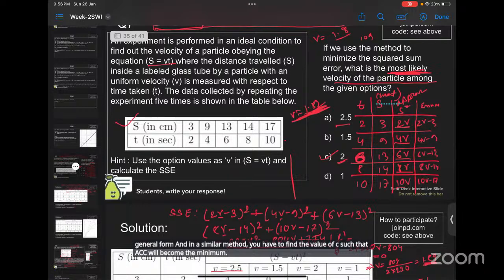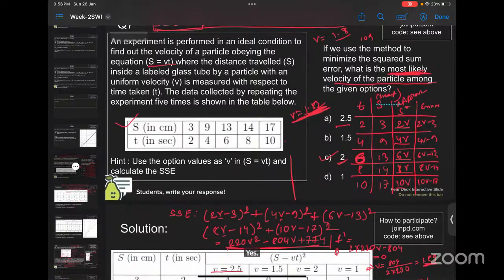Is it clear? Yes, ma'am. No, ma'am. When you did it, 2v minus 3 minus 2v, what was that? Like how you did it, the derivative kind of thing.